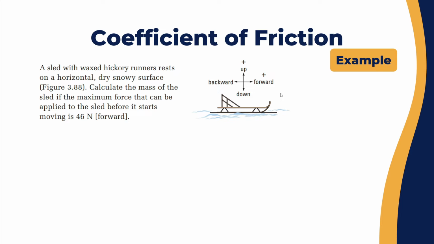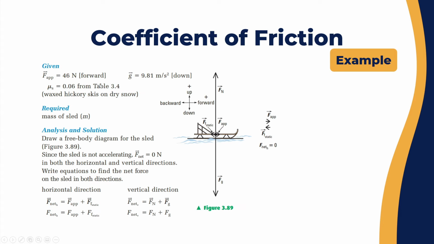As we mentioned before, firstly you set your convention. Forward or to the right is positive, upwards is positive as well. We start as usual with the givens and required. What is given is the applied force, 46 newtons forward. The gravitational acceleration is 9.8 meters per second squared, and you have the coefficient of static friction given as 0.06. That is from the table we mentioned before, or usually it would be just given directly to you. And what is required? The mass of the sled.